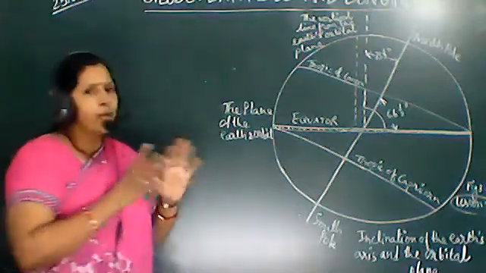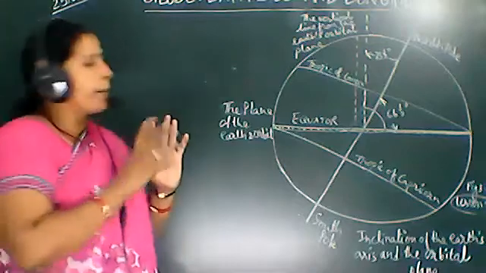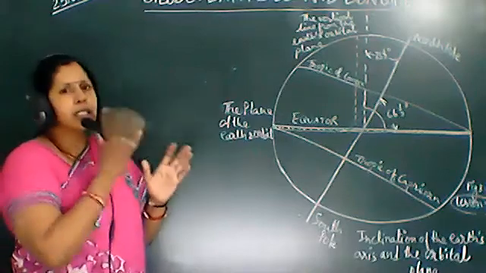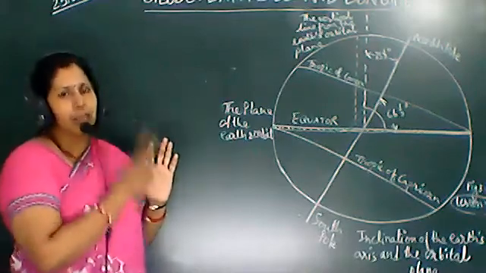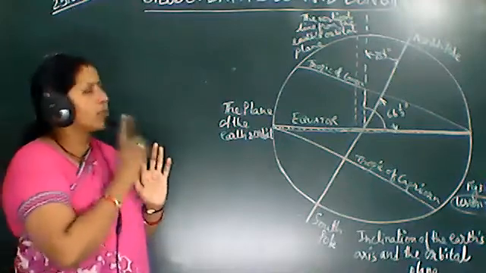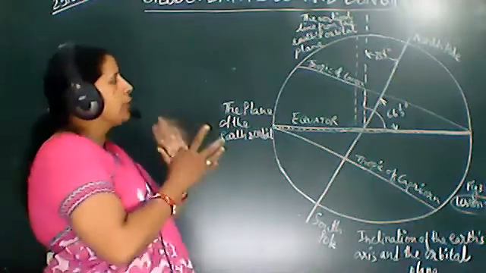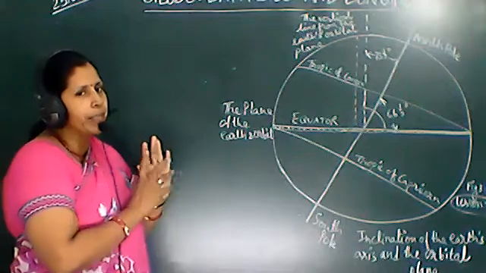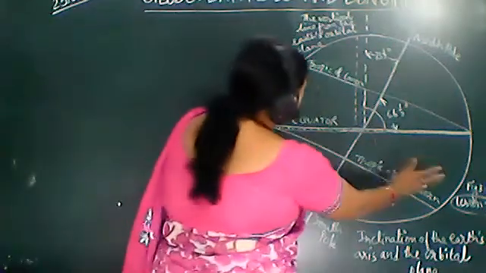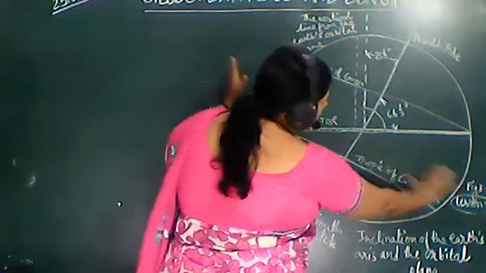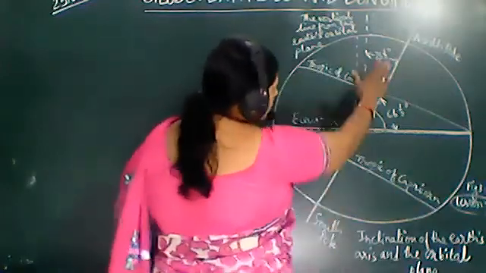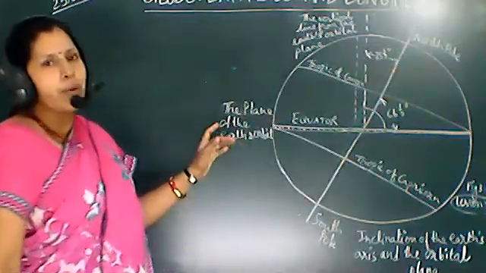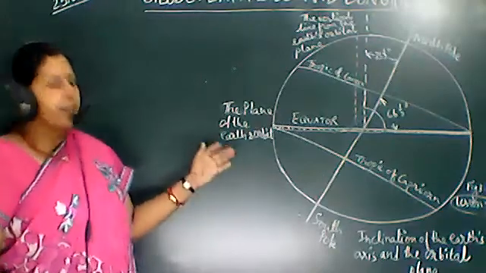Presently I don't have a globe, else I would have explained this in a better way. The Earth is continuously spinning from west to east on its axis, and due to this rotation there is an equatorial bulge, and the poles are a bit flattened. This figure you can draw from your book.